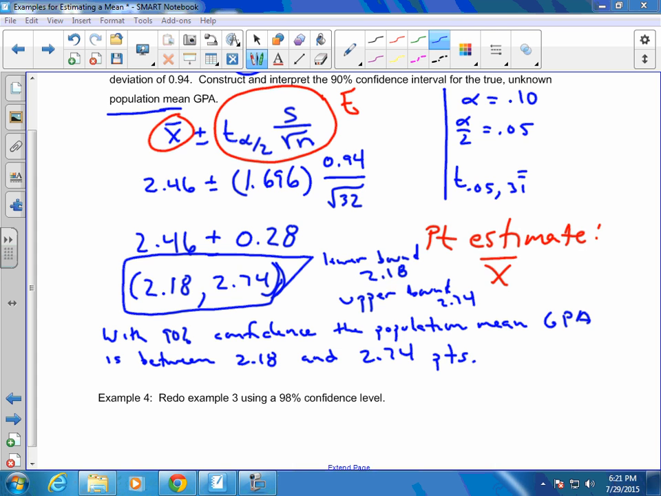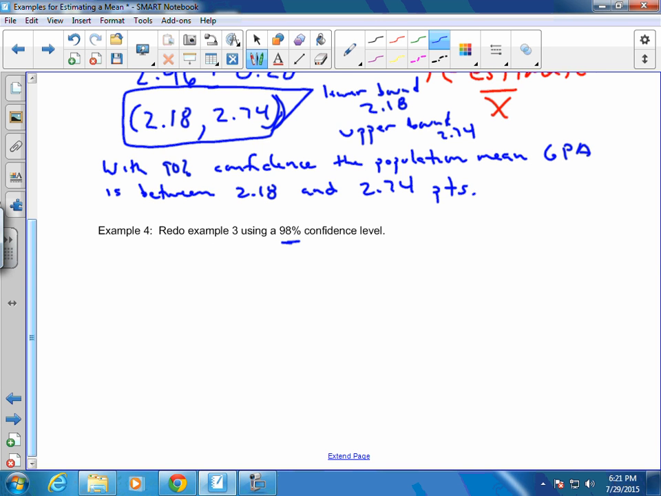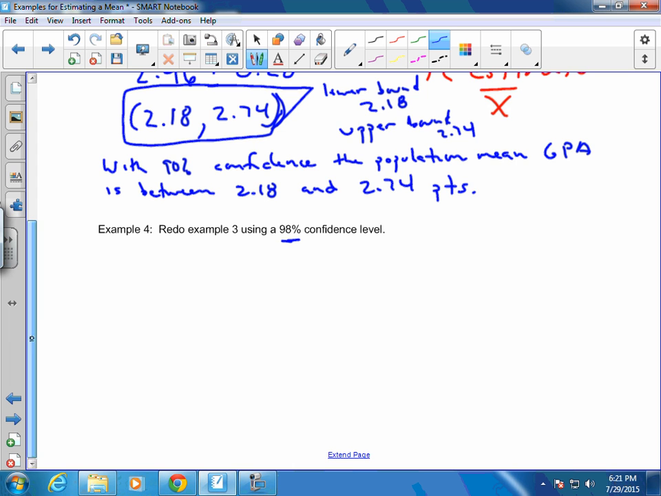Also, just like with the proportions, if we want to increase the confidence level from 90 to 98, we've got to give ourselves a longer confidence interval. I'm going to have to drop down below 2.18 and go up above 2.74 for this. So it says redo the example using a 98% confidence level.